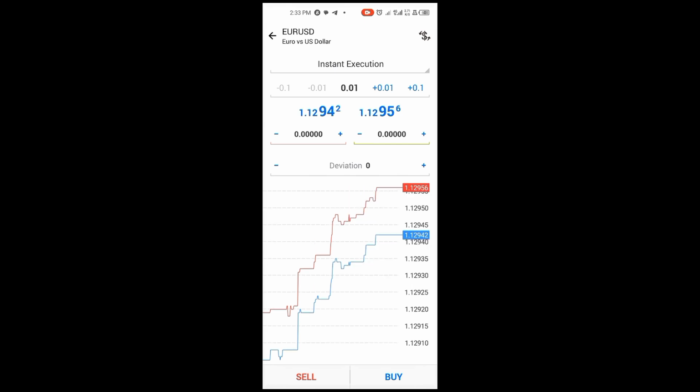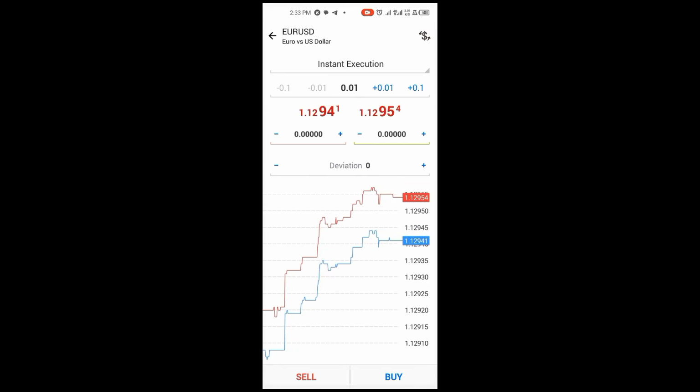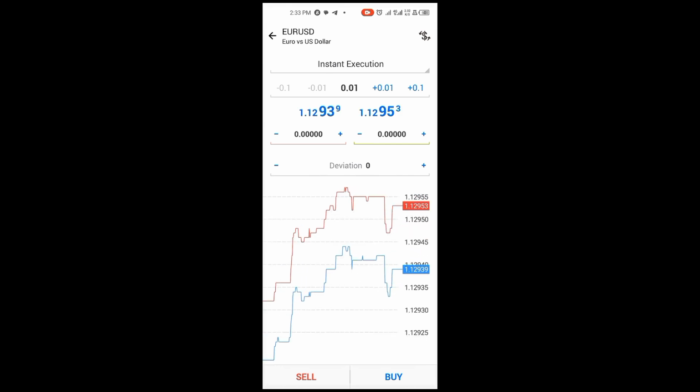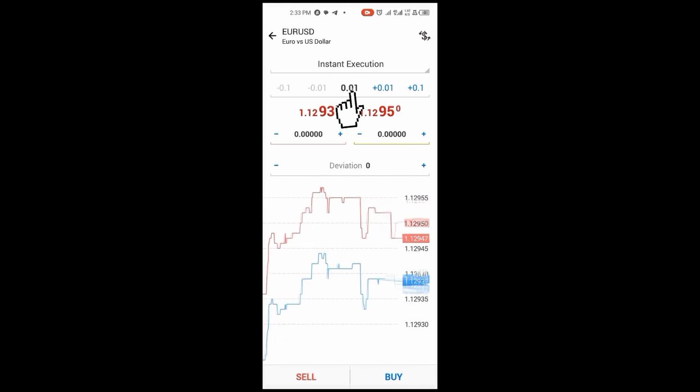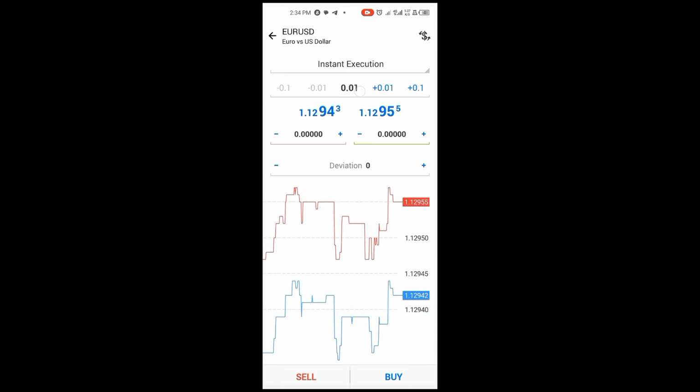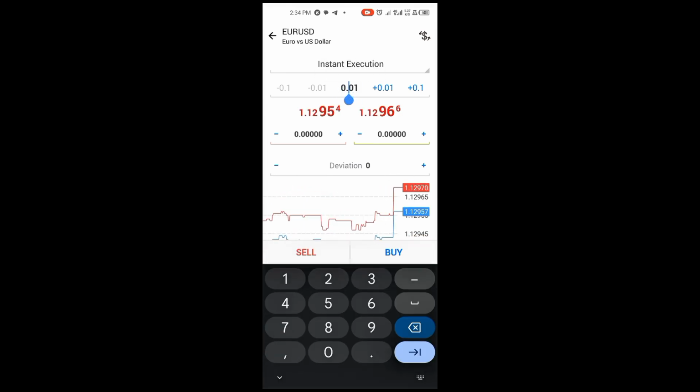I explained what a lot size is. I told you about the standard lot size, the mini lot size, the micro lot size, and the nano lot. So now you can see that 0.01 is a micro lot size. This is where you have your lot size. Before you trade, always go through this and make sure that you trade your lot size accurately.